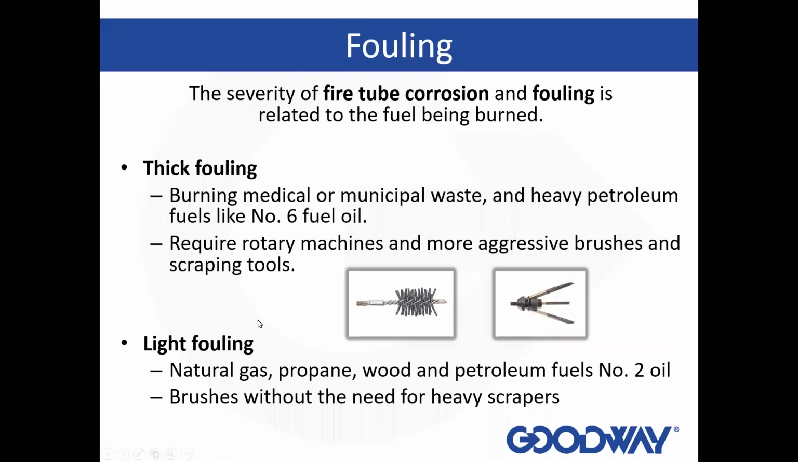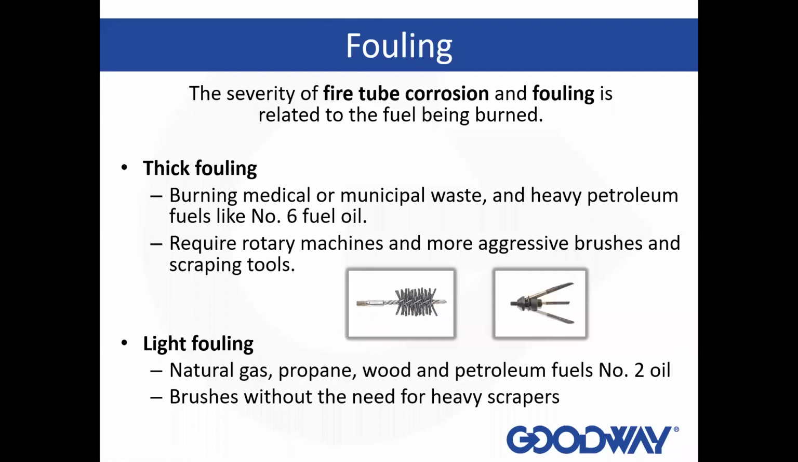So you can see the pictures here. These are some rotary tools that are used with a machine that spins a brush or spins a scraping tool on the inside of the tube as you run it down through the boiler tubes. What you have in the first picture is a spring-filled brush. So each of those bristles are tightly wound little springs, and they scrape the inside of the tube and get all that soot off.